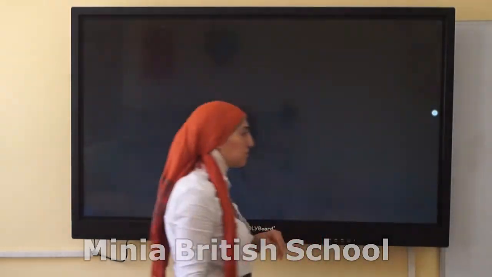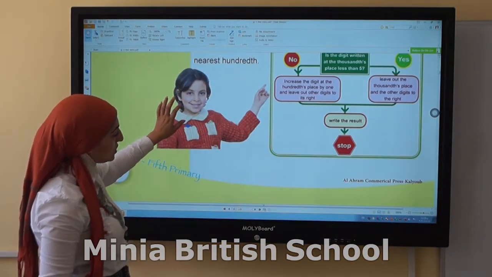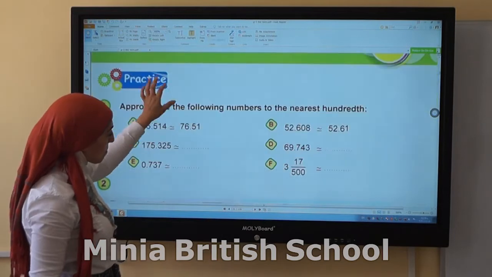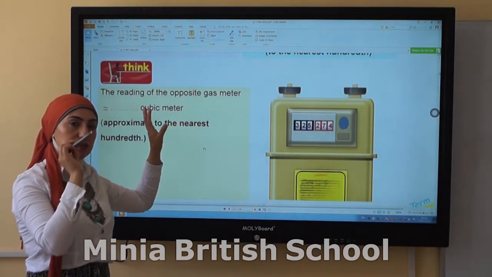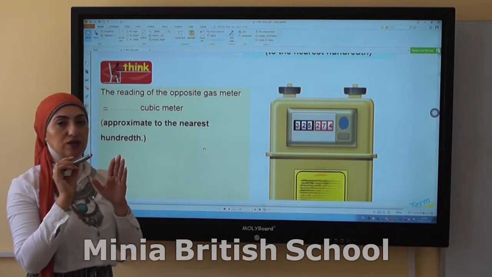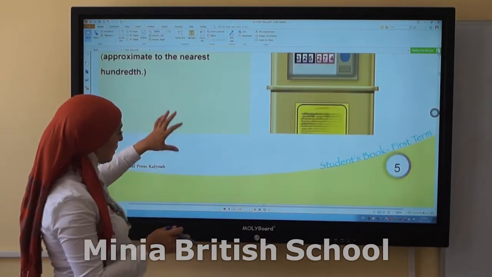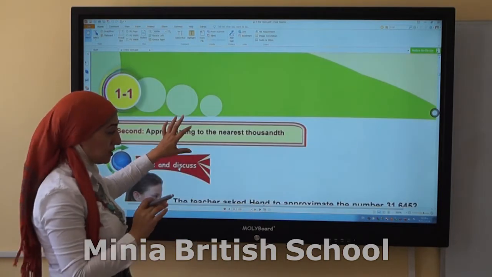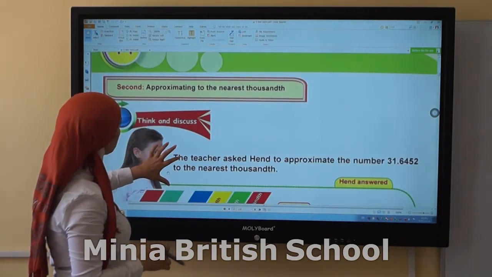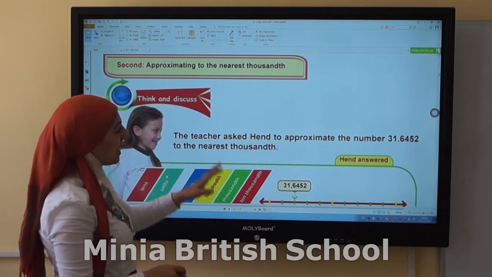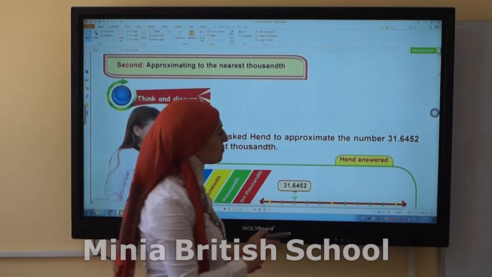What about the nearest thousands? It's the same. If you can determine where is the hundredth and where is the thousand, where is the tenth, any place he asked you to approximate to, if you can determine this digit, you can make the approximation easily.